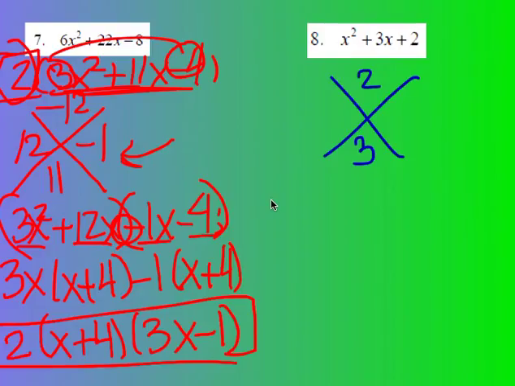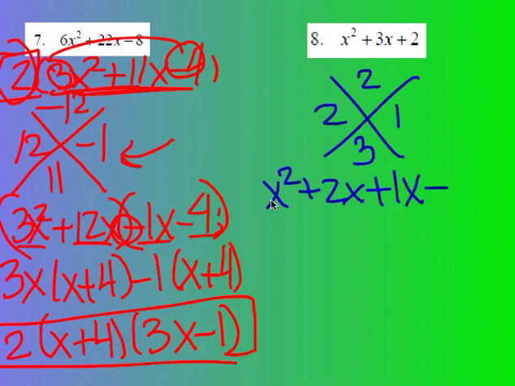Now these ones really confuse students. Since both are positive, both our factors are going to be positive. So this is actually going to be 2 and 1, that multiplies to 2 and adds to 3. So I get x squared plus 2x plus 1x plus 2, and then we're going to factor by grouping.